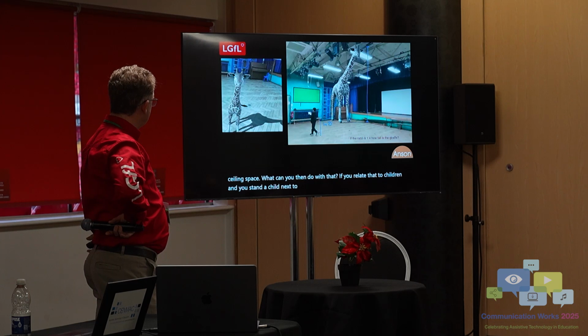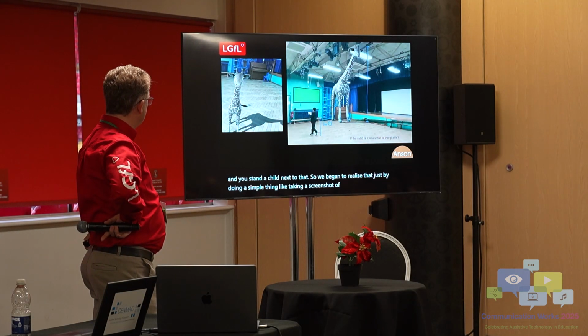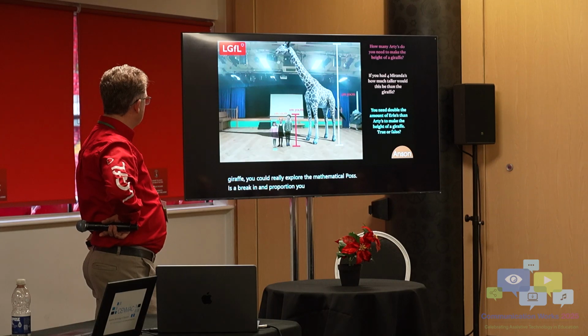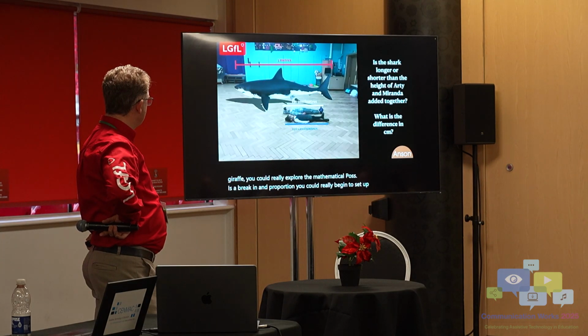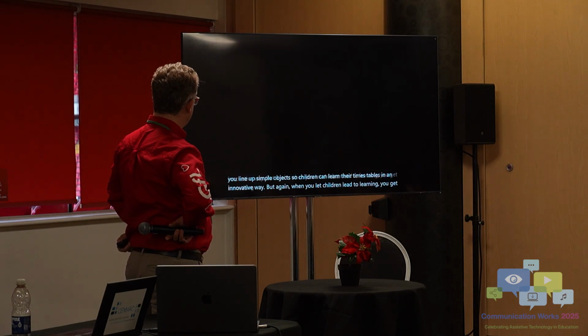So we began to realise that just by doing a simple thing like taking a screenshot of a child standing next to a giraffe, you could really explore the mathematical possibilities of ratio and proportion. You could really begin to set up mathematical questions when you lay children down against the length of a shark, and begin to think about setting up simple mathematical arrays where you line up simple objects so children can learn their times tables in an innovative way. But again, when you let children lead the learning, you get something completely different.